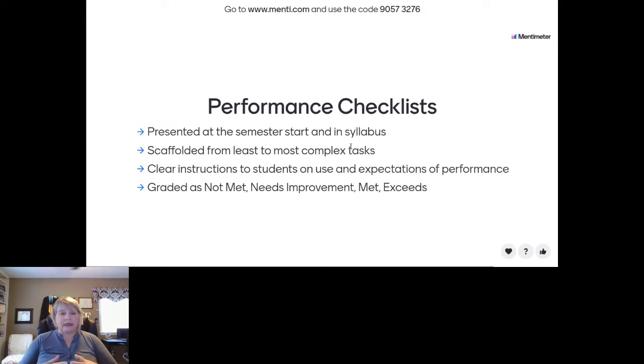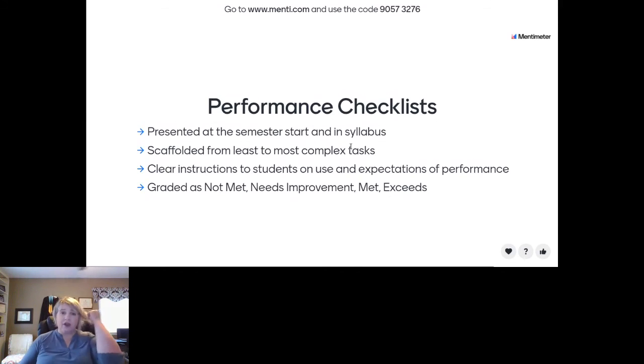In the performance checklist, we are presented that information at the beginning of the job. So in my classes, my students are presented these performance checklists at the beginning of the semester and in the syllabus. In this checklist, everything that they need to master by the end of the course is listed. They can score a not met, a needs improvement, a met, or exceeds. So there's not a letter grade or numeric grade associated with their performance. It's truly an evaluation of their ability to complete the complex task, whether it be the part task or the whole task.